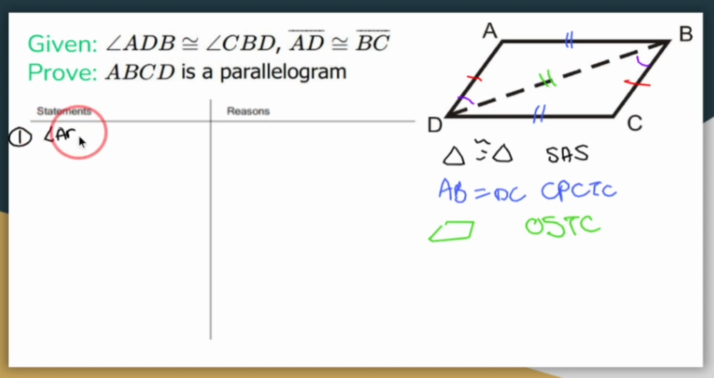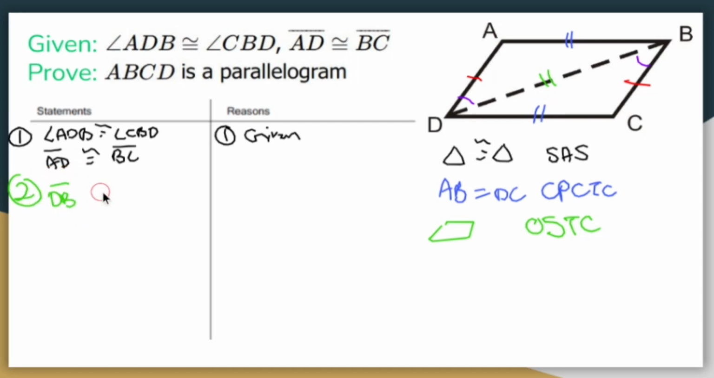Angle ADB is congruent to angle CBD. Also, AD is congruent to BC, given. All right. In green here, I can say that side DB is congruent to side DB. And the reason for that is the reflexive property. Whenever you say that something is equal to itself, that's the reflexive property.